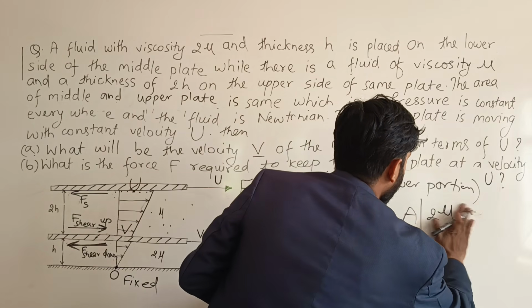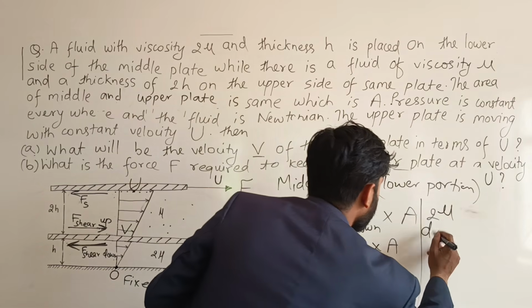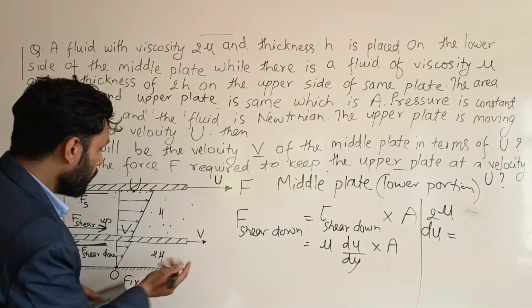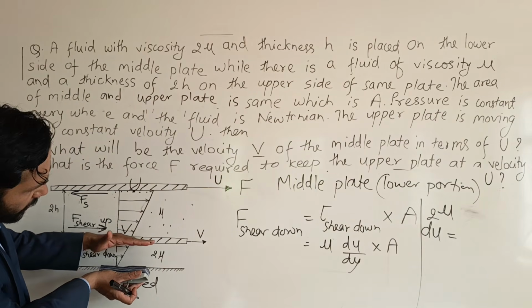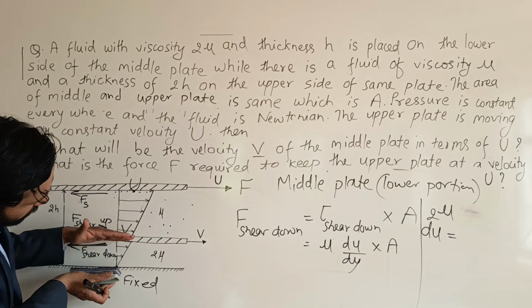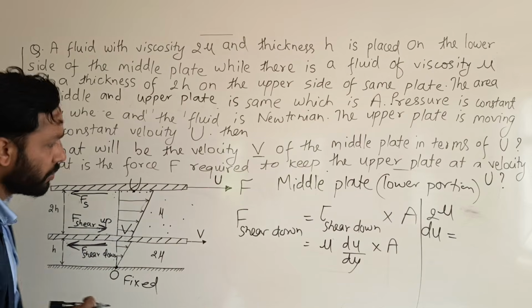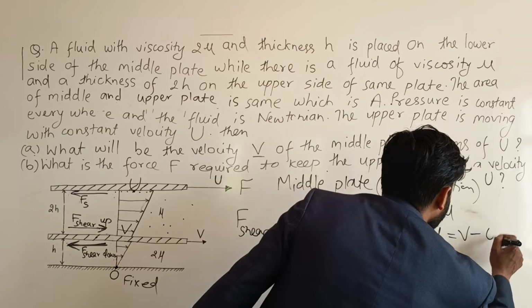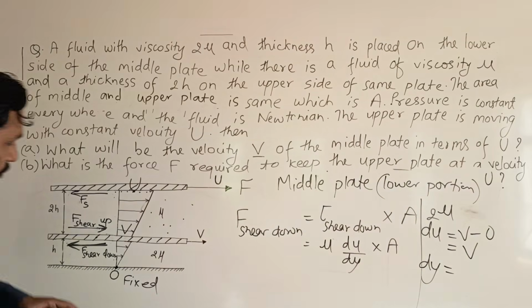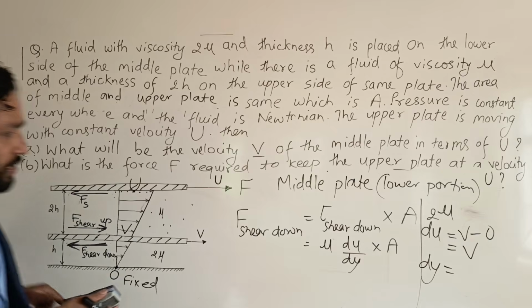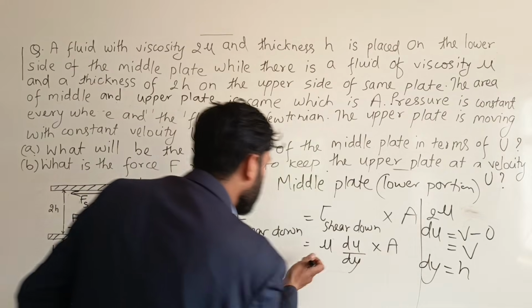And how much is du here? Du is the changing velocity between the extremities of the liquid layer. We are staying on the lower portion, so it is v minus 0, that is v. And dy is the thickness of the oil layer, that is small h. So let's substitute over here.